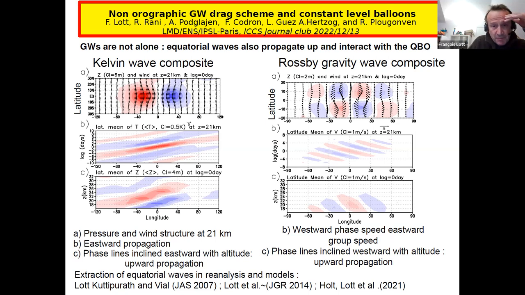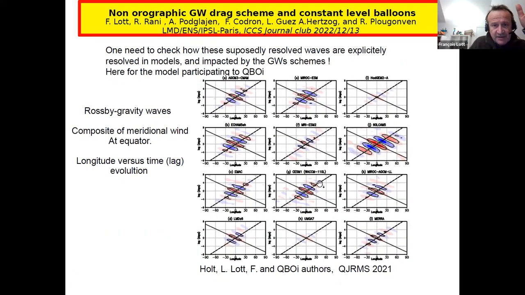So now if we go to the parameterization of those waves, we look at them very carefully. This is an example. There was a program named the QBOi initiative, where we diagnosed all those waves in a series of GCMs. And you see a lot of variability. For instance, on the Rossby gravity waves here, you see the packet of Rossby gravity waves as a function of time, and you see that between models there is a lot of variability. We have to keep that variability in mind between models.